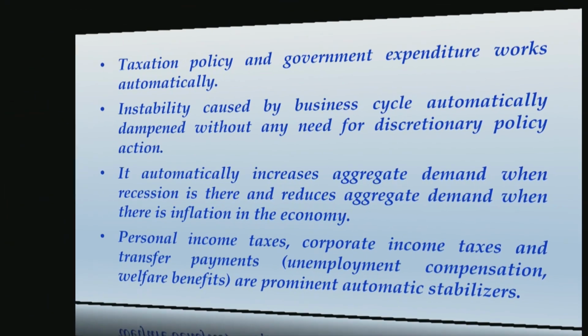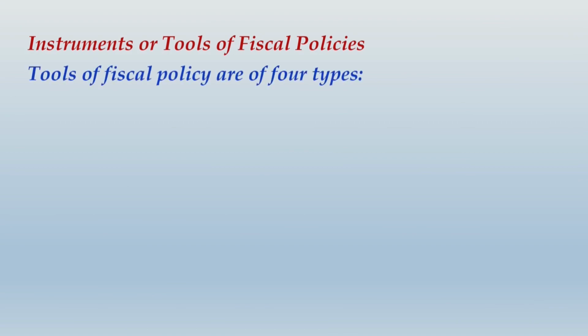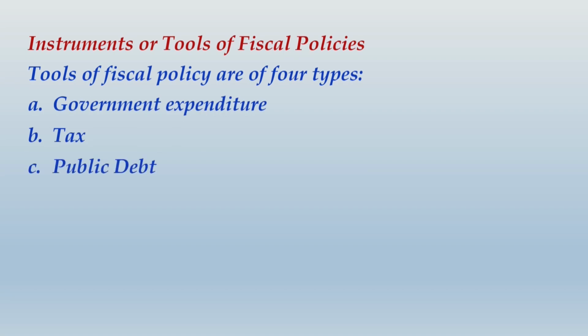Alright friends, let us move ahead and continue writing further under this heading, that is instruments or tools of fiscal policies. Tools of fiscal policy are of four types. Number 1, government expenditure. Number 2, tax. Number 3, public debt. And number 4, government budget. So we are going to have detailed notes writing on all of these four aspects. Once you cover up these four aspects, the chapter completes. That means this particular unit definitely completes. So we are going to have detailed discussion on each of these four, but first quickly write up these four headings right now.